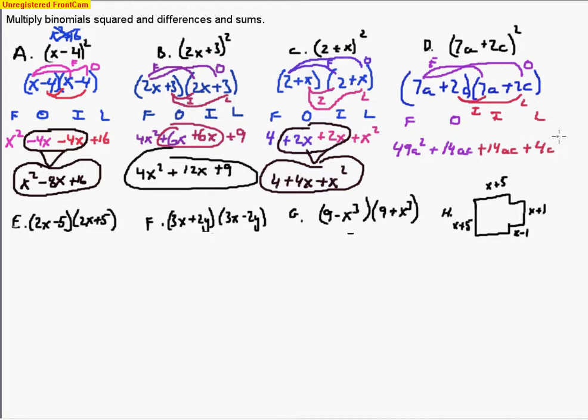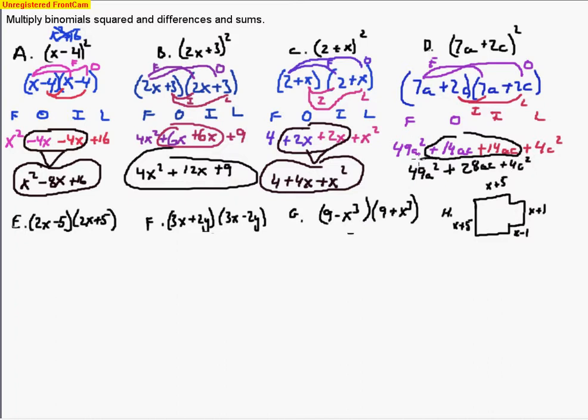2c and 2c, and so that makes a 4c squared. So just as before, we've seen it again now 4 times. Our first and last are always positive, always perfect squares. 49a squared, and then over here we have a 4c squared. Our outside and inside terms are always the same number, and they're the same sign as well. So they'll add together. So 14 plus 14 makes 28ac. And then we also have that 4c squared.